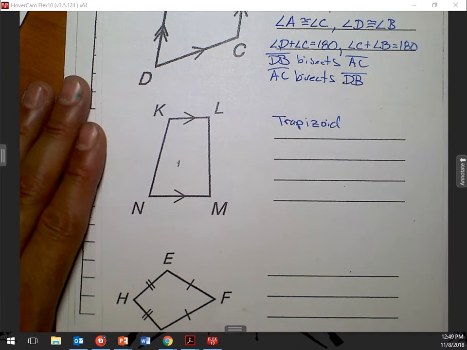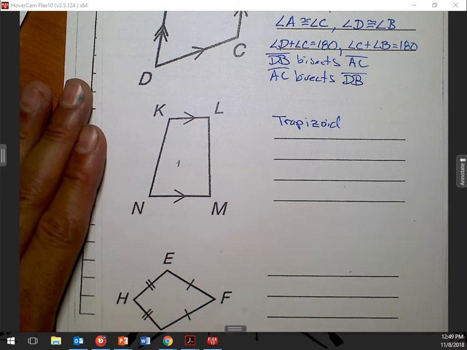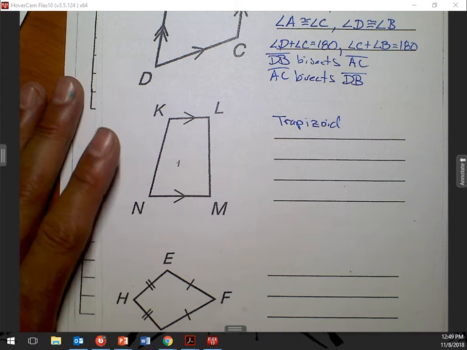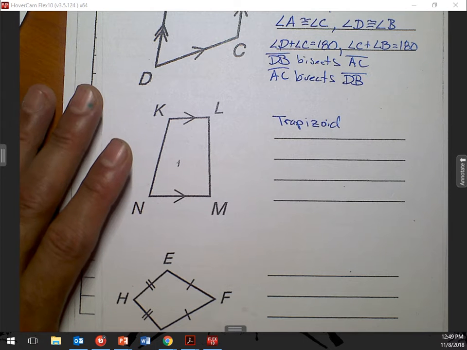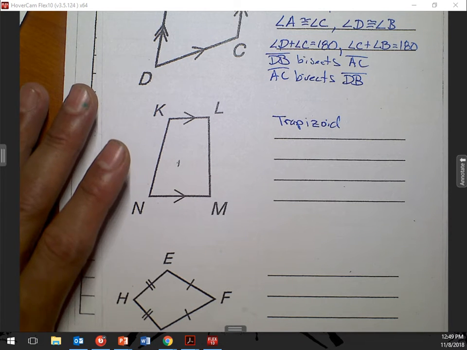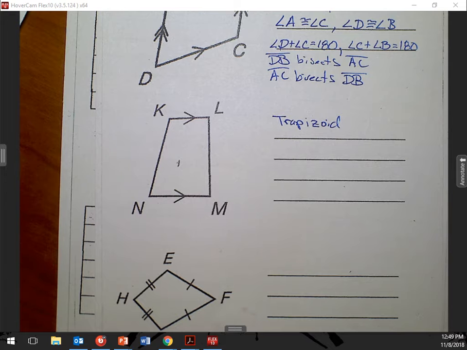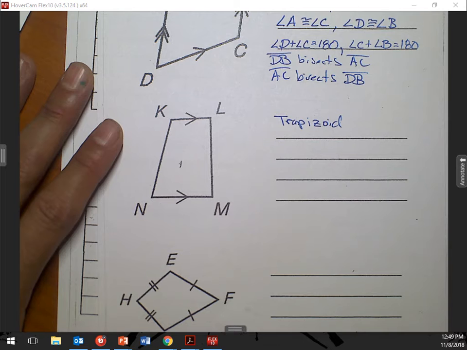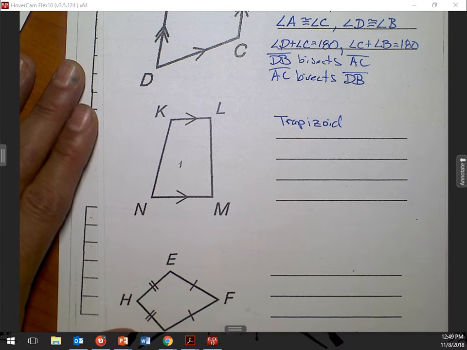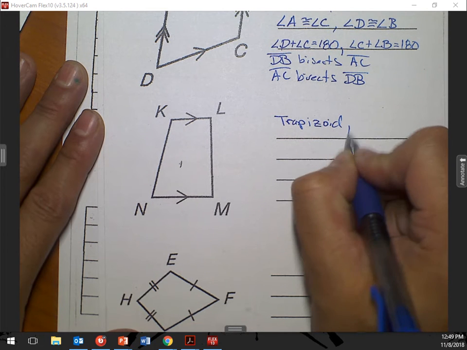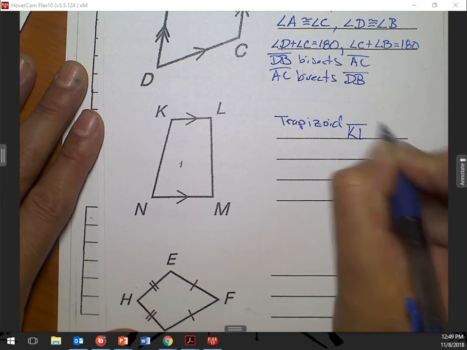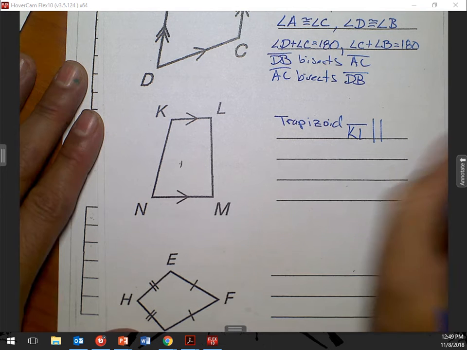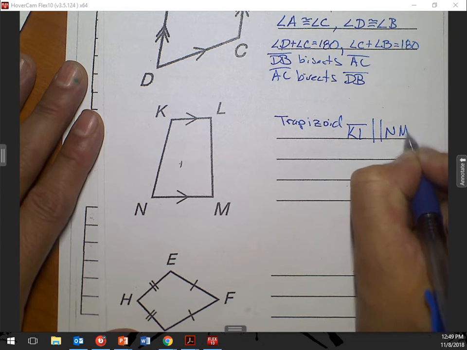T-R-A-P-E-Z-O-I-D. So it's a trapezoid, right? Alright, so on a trapezoid, what's the first thing I could say? Exactly one pair of parallel sides. Okay, so because of that, what am I going to say? KL, say it. KL parallel to MN.